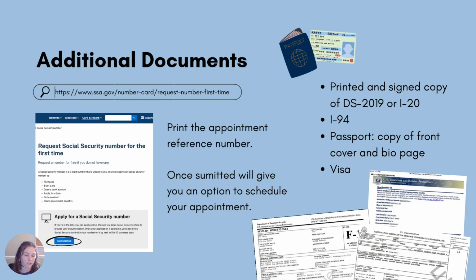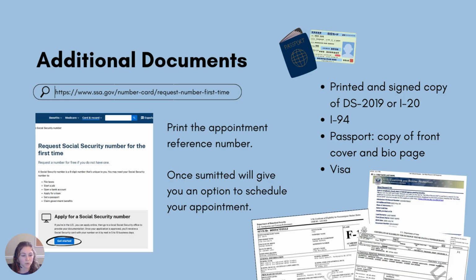Last thing that you'll need with documentation is you will need to apply for a social security number on the SSA website. So ssa.gov is their main website, but if you just type in apply for a social security number, it'll be the first thing that comes up on Google. You click that and it will show this request social security number for the first time as an option. So fill out that. At the end, it will give you an appointment reference number.